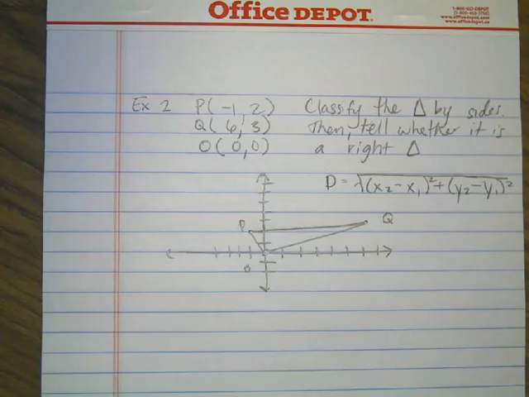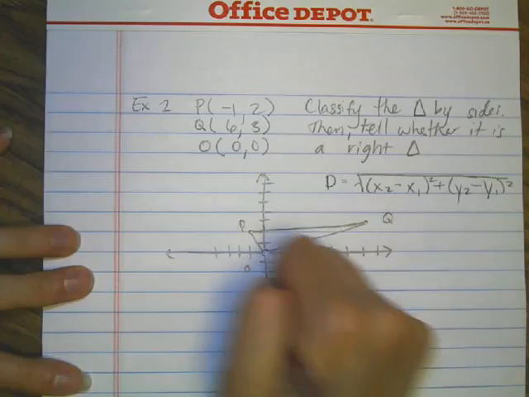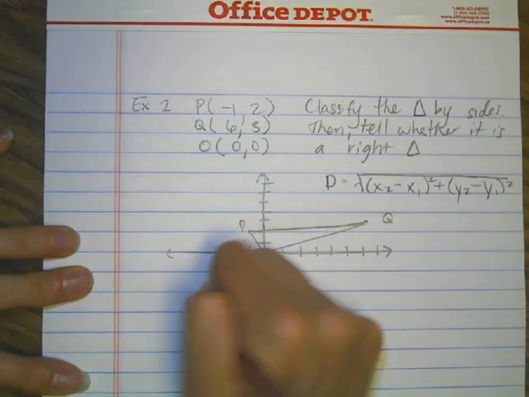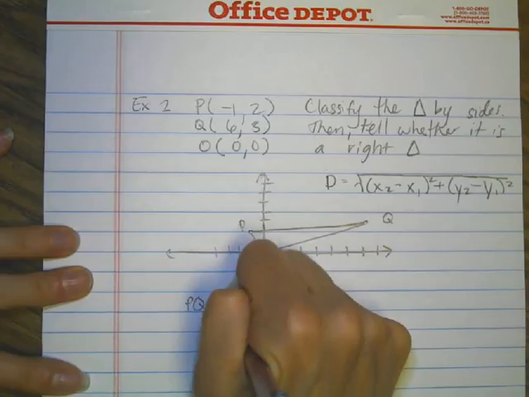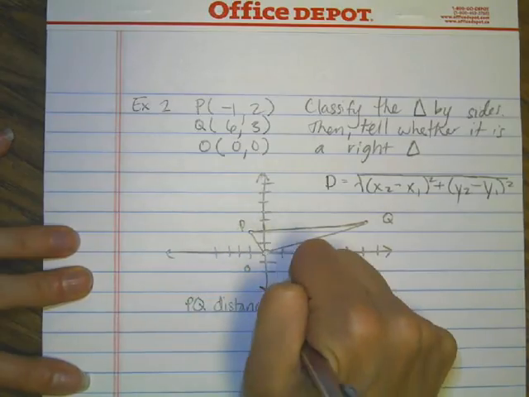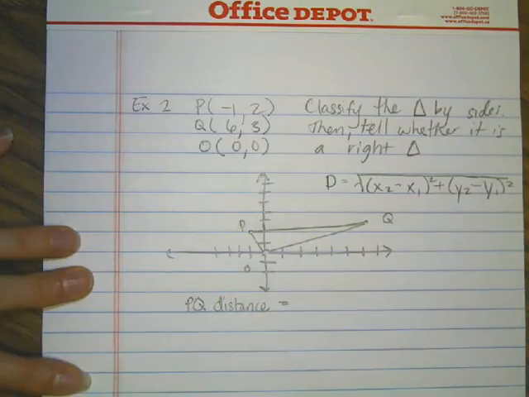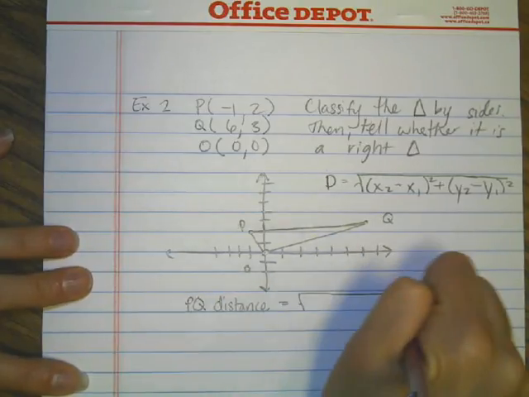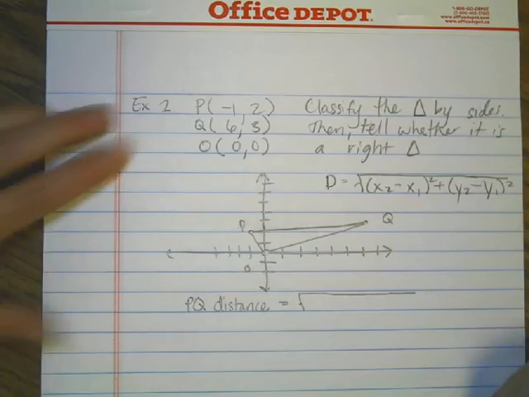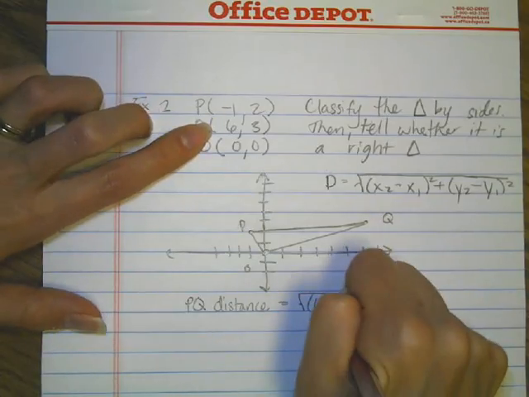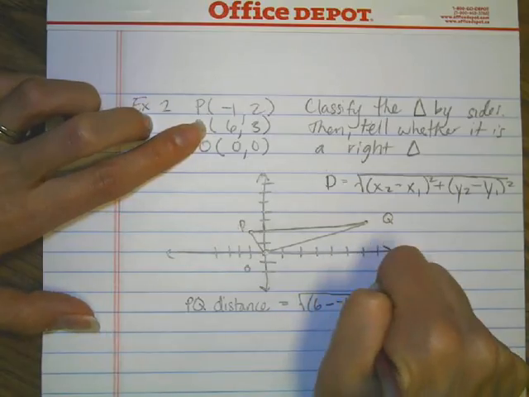So, now that I have the distance of all of these sides, classifying them by side, what would you say they are? First of all, we're just doing it by sides. So, I don't need right, I don't need obtuse. Those have to do with angles. So the sides are either equilateral, isosceles, or scalene. It's scalene, right? Because they're all different. Good. So this is scalene.